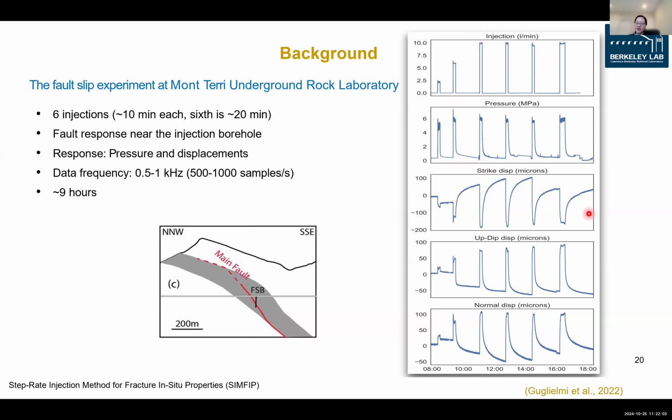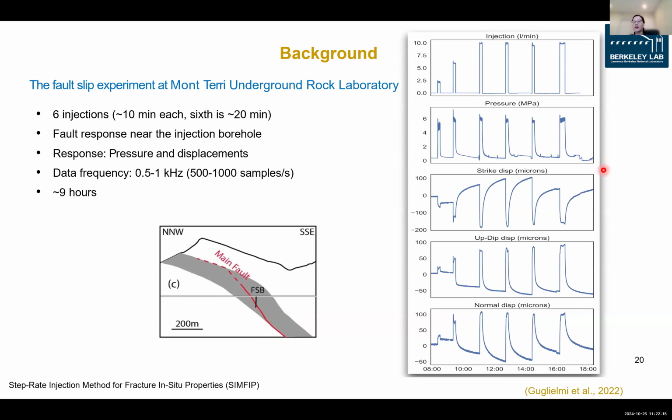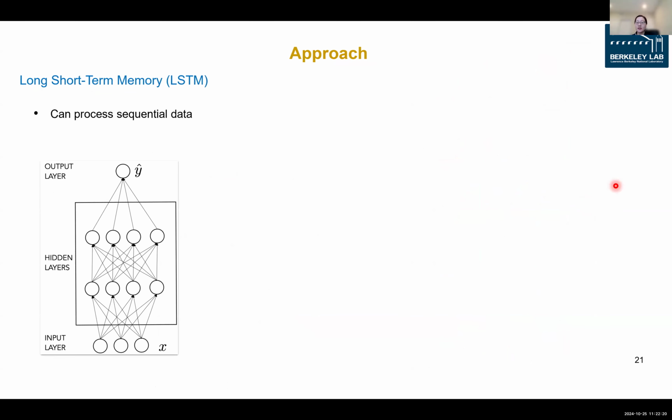So, totally 9 hours. And we use the long short-term memory to predict this sequential data, to see if we can capture the fault response that includes the displacement and pore pressure. The long short-term memory is one of the recurrent models that was mentioned before. It processes sequential data.